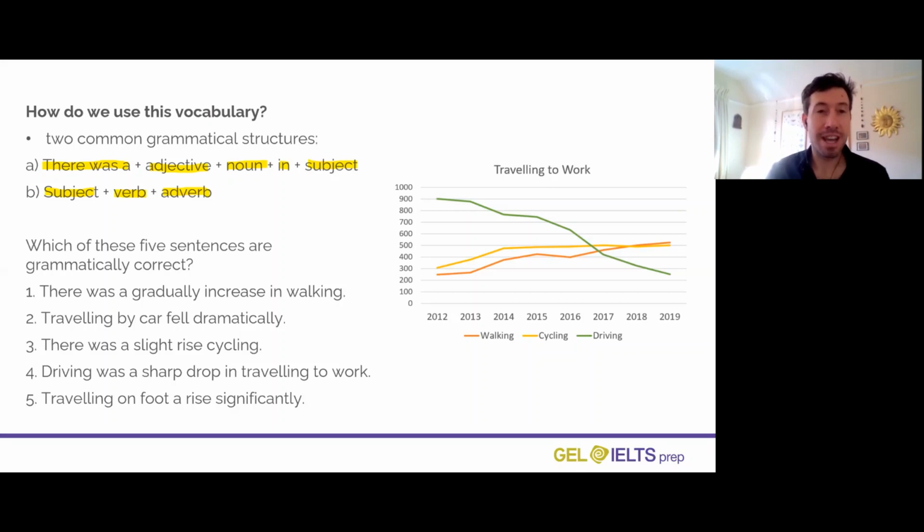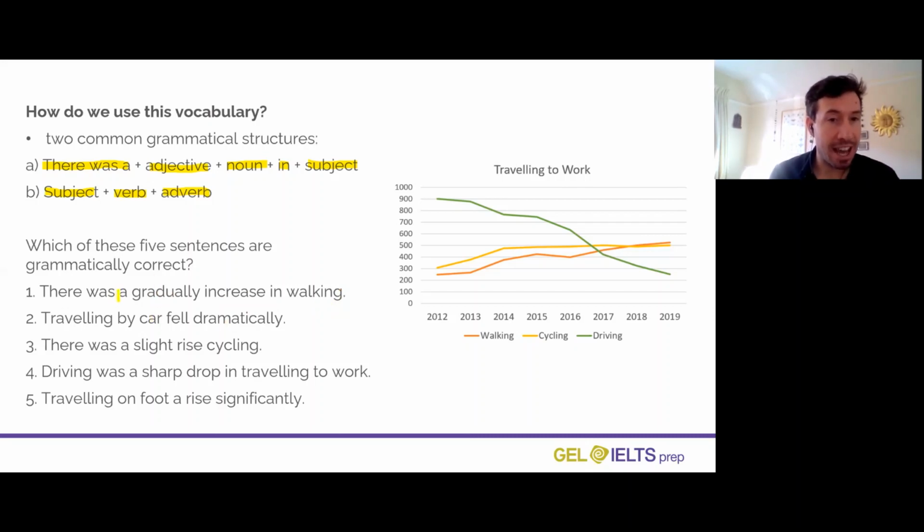Okay, so let's look at them together. We're going to go through each one before I give you the answer. Well, this first one, is this grammatically correct? There was a gradually increase in walking. No, it's not. Let's look why.